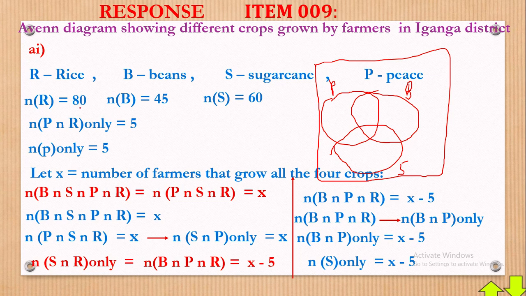So you realize that the number in R is the number in the universe outside here. So the number in R is equal to 80 because every farmer grows rice. Number in B is 45, a rough sketch of this. Number in S is 60, as simple as that. So number in P only, or P, is this. Now P only is this one here, this area.